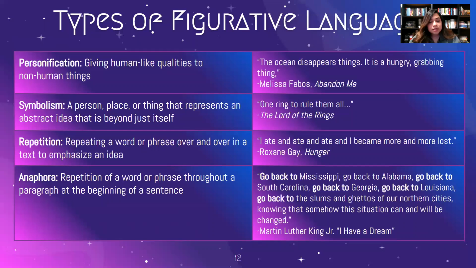And then we have symbolism. So symbolism is a person, place, or thing that represents an abstract idea that is beyond itself. So it's not just, in the example, for instance, one ring to rule them all. That's the Lord of the Rings, and this is an example that we've gone over already in the past. So one ring to rule them all represents ultimate power, right? So it's not just a ring. The ring represents something, right?